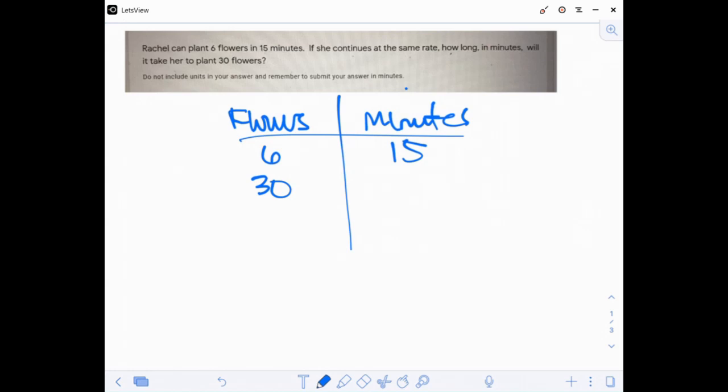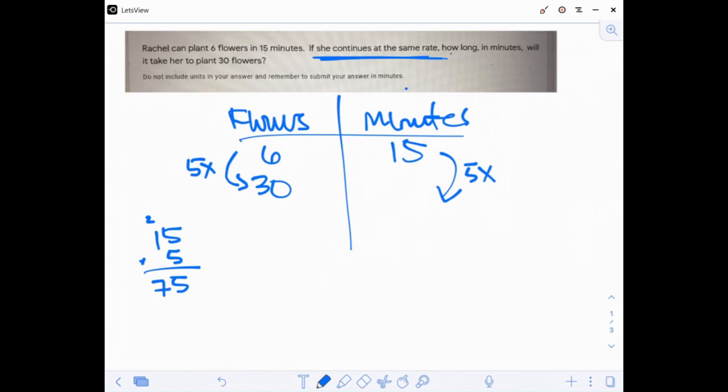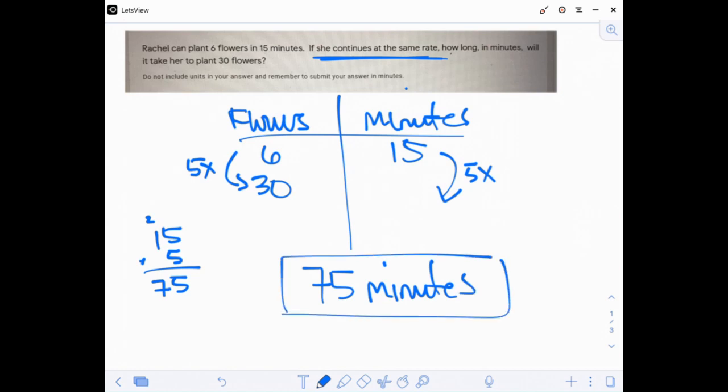Well, because I know it's a proportional relationship, because it says if she continues at the same rate, well, 30 flowers, that's 5 times as many flowers. So it should take 5 times as many minutes. So I could just take 15 times 5. And I'm going to get 75 minutes. So the answer is 75 minutes is how long it'll take her to plant 30 flowers.